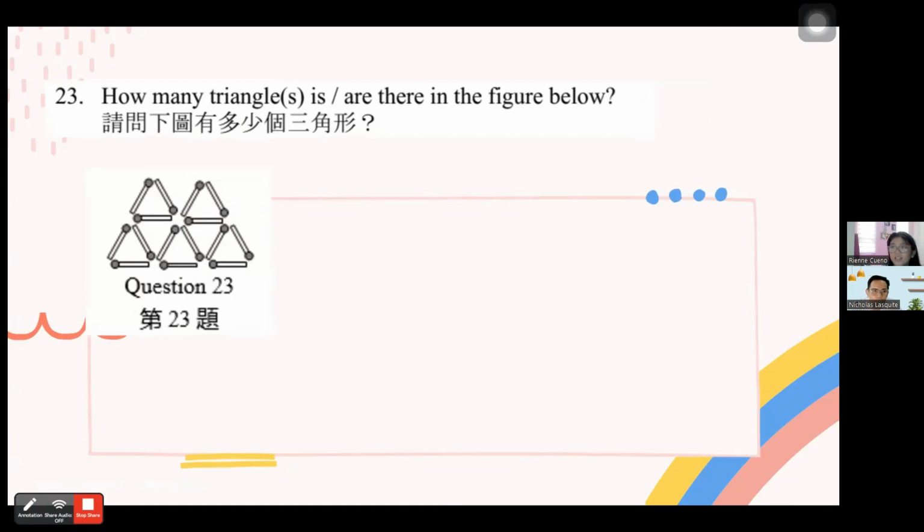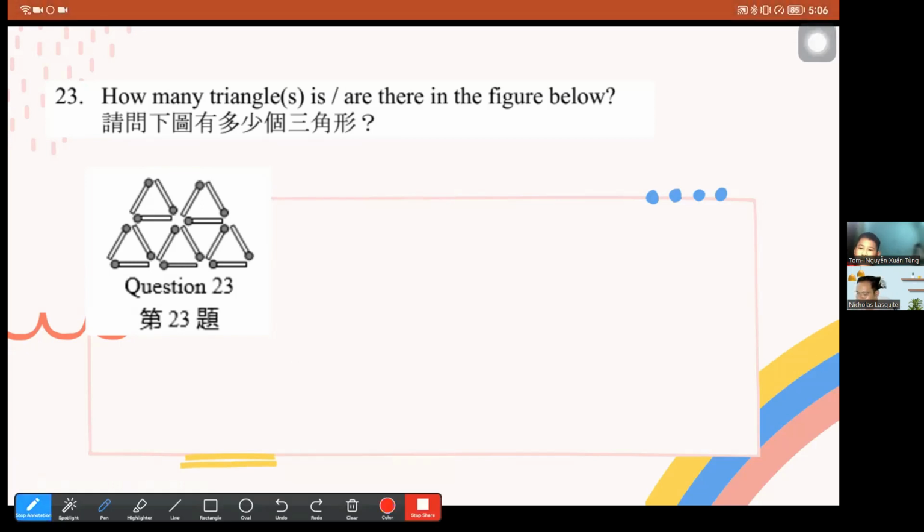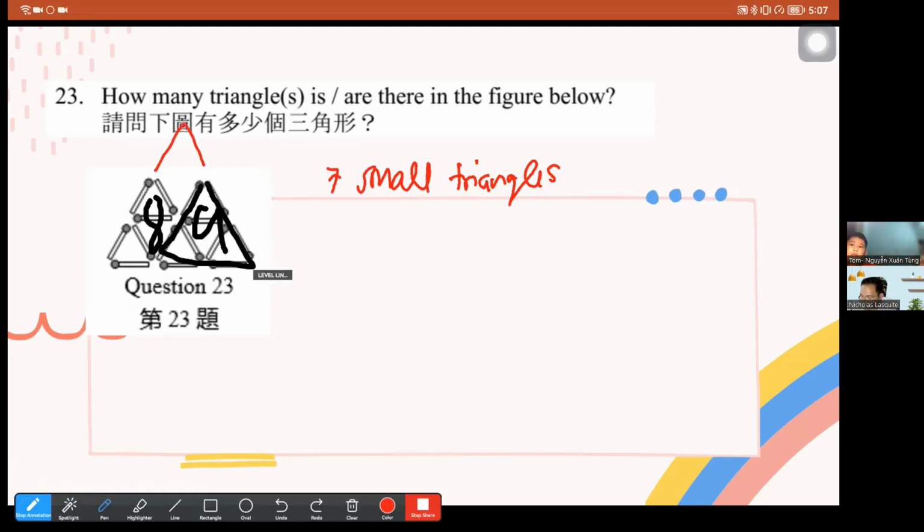Okay, let's answer 23 first. How many triangles are there in the figure below? 9? Yeah, it's 9. So why is this 9? First, you count the smaller ones: 1, 2, 3, 4, 5, 6, 7. We already have 7 small triangles, right? So the next one is we count the bigger ones, okay? And since there are no matches here, we can only count.